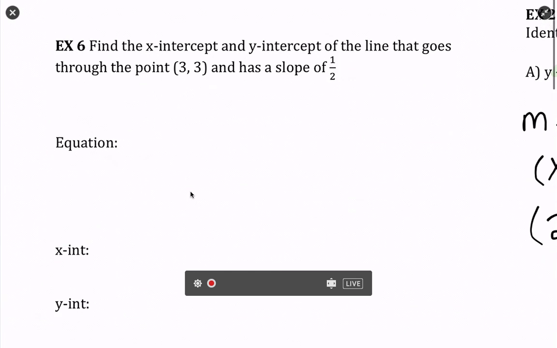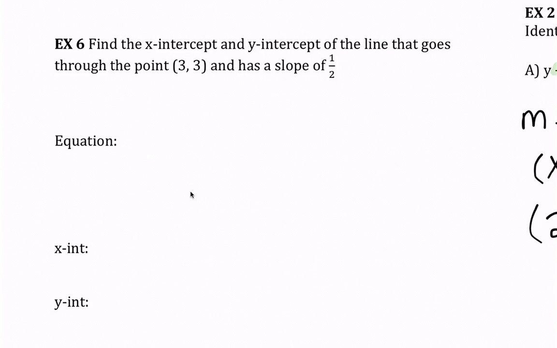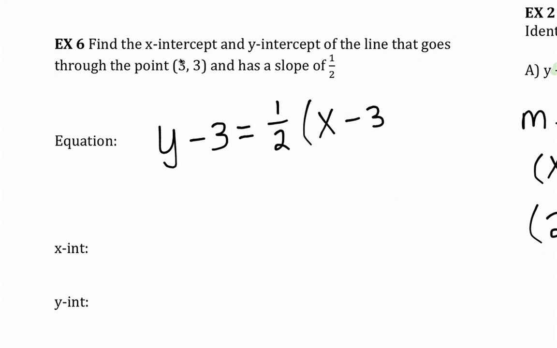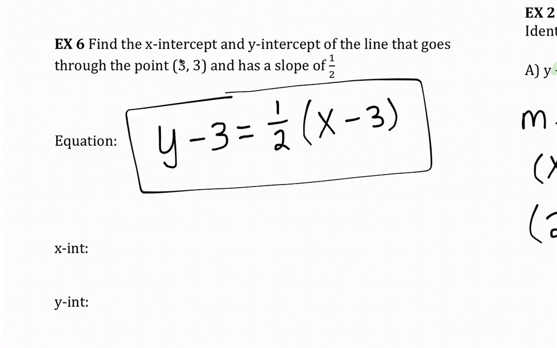Okay, so on example 6 it says find the x and y intercept of the line that goes through the point 3, 3 and has a slope of 1/2. We're still going to use the shortcut on this one, but it doesn't give us the equation. So before we can graph, we have to have an equation. So I know we write y, and we look at the y value of our point. The y value of our point is a positive 3, so I'm going to write minus 3. Then we put an equal sign followed by our slope, parenthesis x. After we write x, we look at the x of our point, which is a positive 3, so I'm going to write minus 3. Okay, so now that we have our equation, let's go graph this guy.